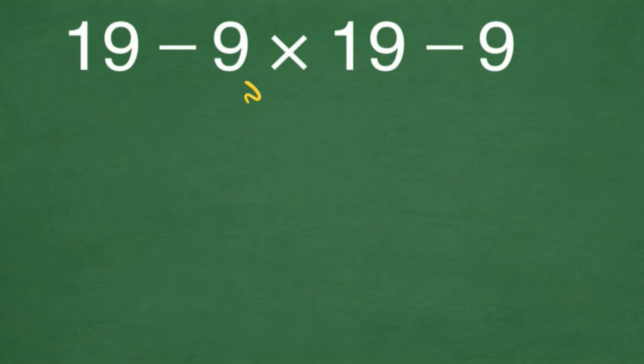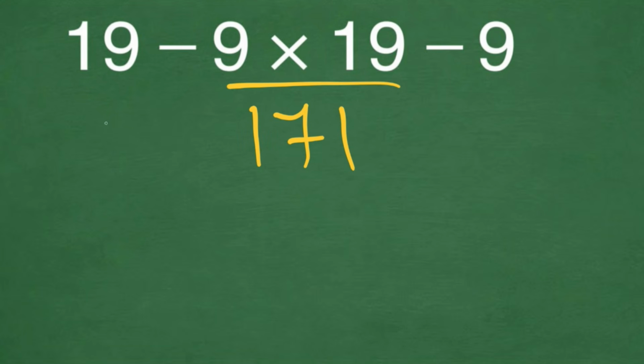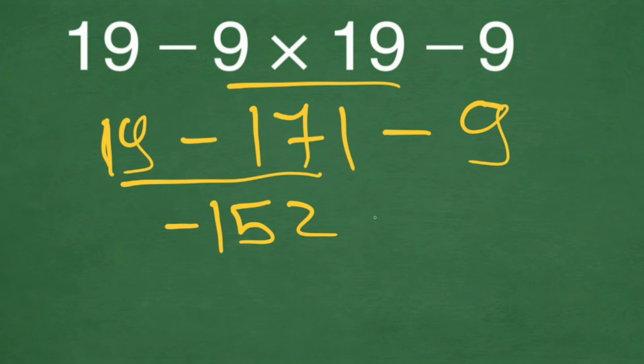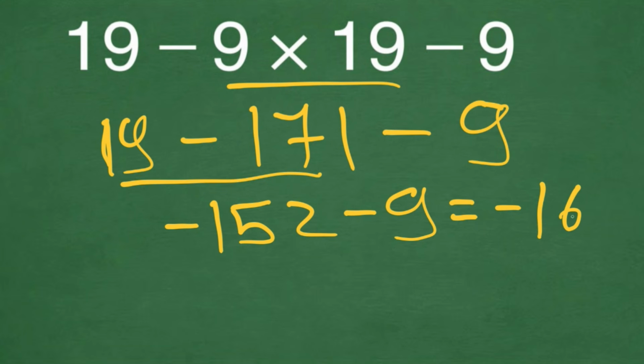So here 9 times 19 gives us 171. And the problem becomes 19 minus 171 minus 9. So 19 minus 171 gives us negative 152. And negative 152 minus 9 is equal to negative 161. So the final answer to this question is negative 161.